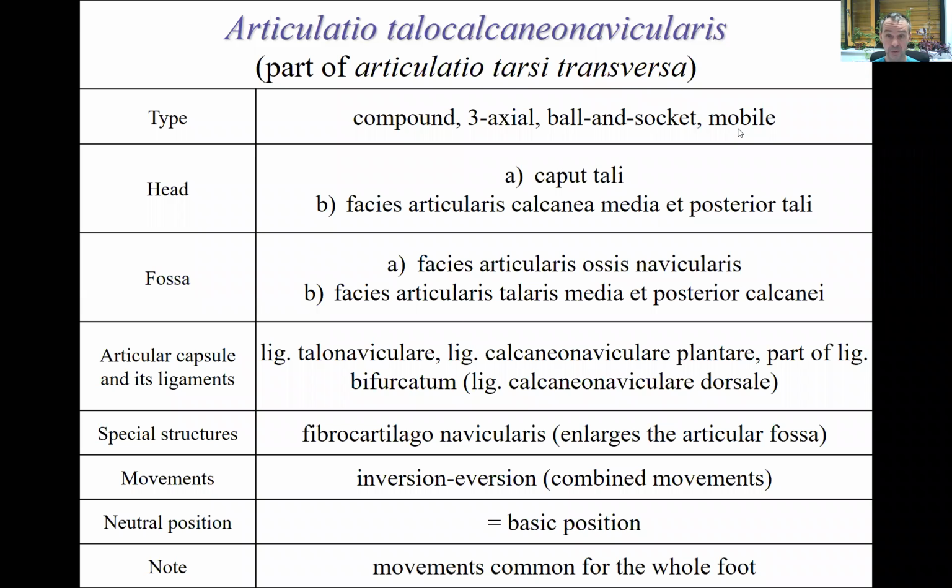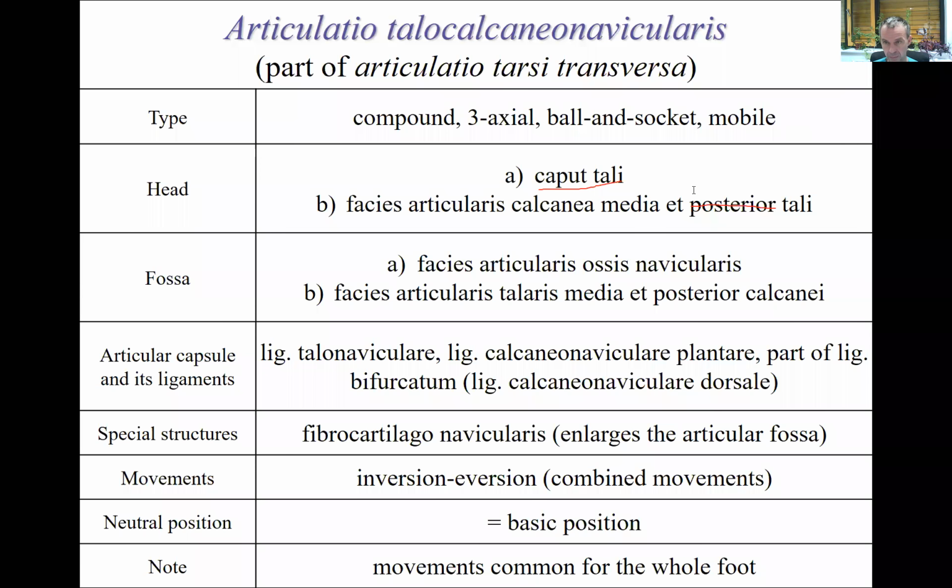So the talocalcaneonavicular joint, as I said, is a compound joint, ball and socket, as the head is the head of the talus, caput tali, and I'm sorry, here's a mistake.